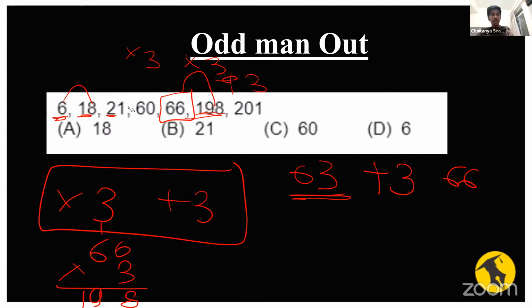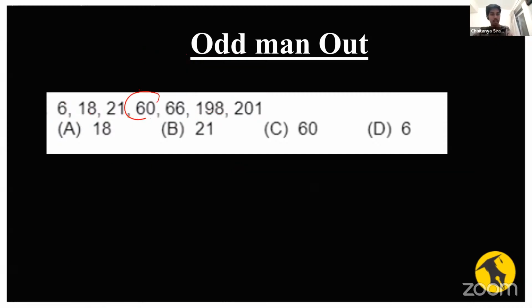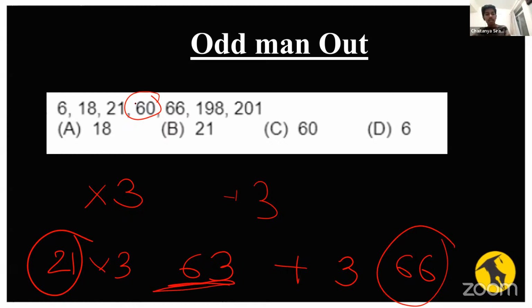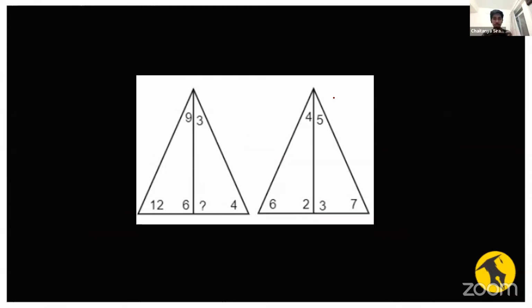However, the 60 term violates it. I had the pattern of into 3 plus 3. So 21 into 3 will give me 63, and plus 3 will give me 66. So these two terms are correct. However, the in-between term is 60. So the odd man out is option C. Okay, this was just a flavor of odd man out. You can practice more to build more rapport with these questions.